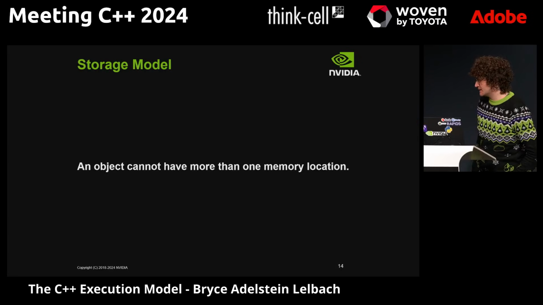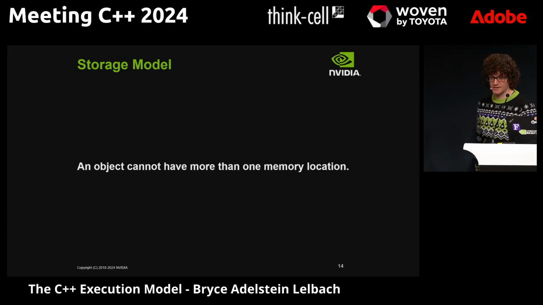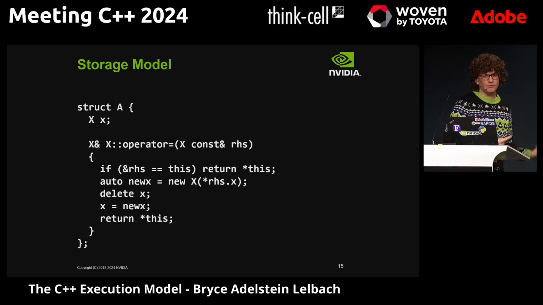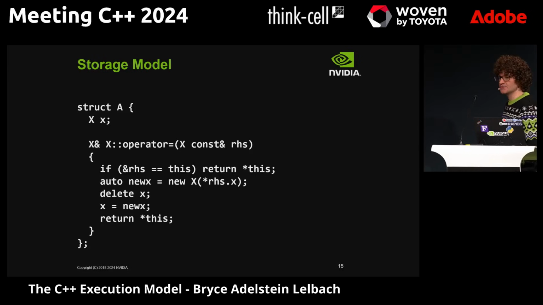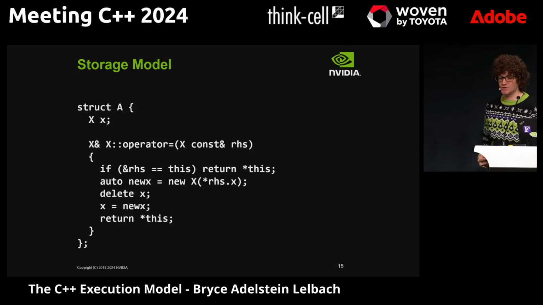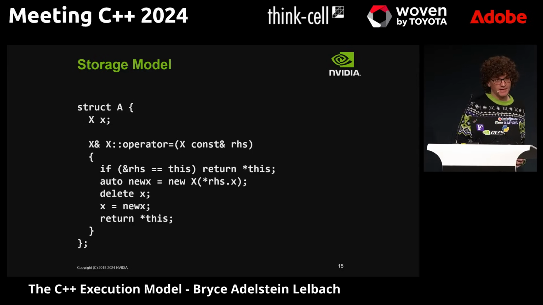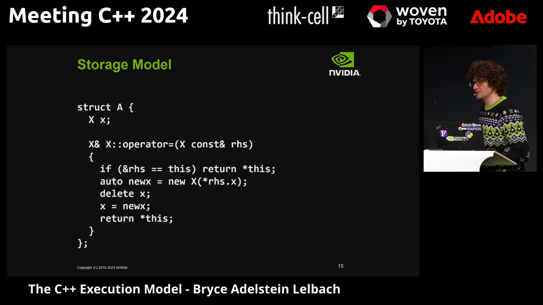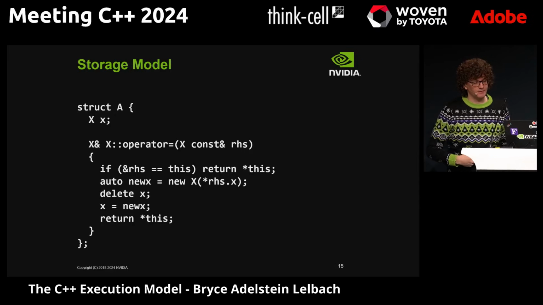So an object in the C++ model cannot have more than 1 memory location. If an object could have 2 addresses, a bunch of weird things would break. For example, we would no longer be able to compare object addresses to check for object equality. Consider this self-assignment check here. Now, this is just one example. There's many far-reaching consequences of these aspects of the object model.